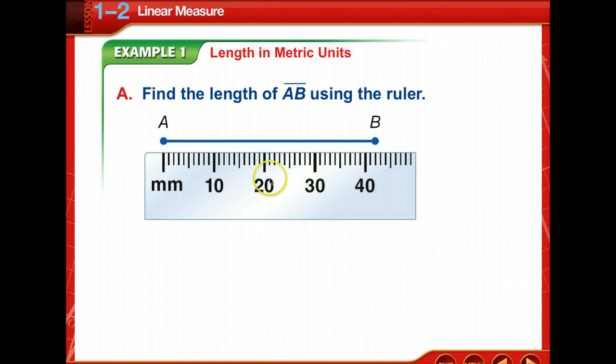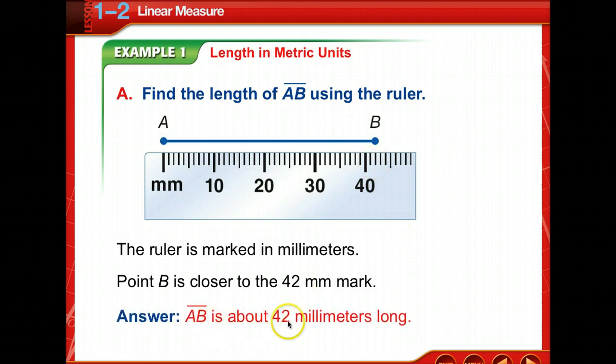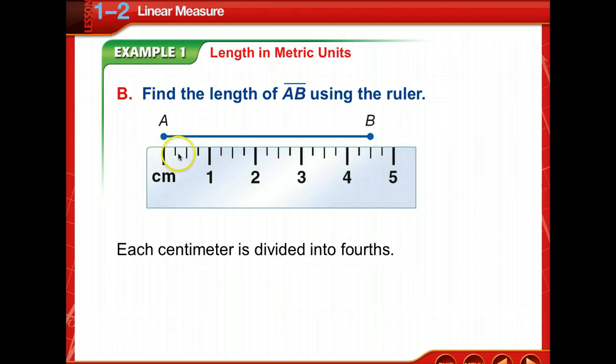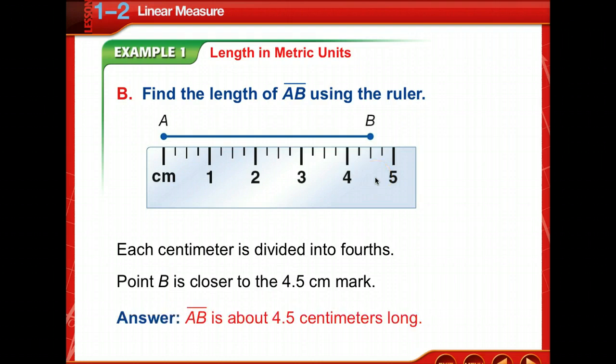So looking at this measuring instrument, notice we have millimeters. So going from point A to B, we know that B is closest to the 42 millimeter mark. So the answer, segment AB, is about 42 millimeters long. Let's look at the length of AB using a ruler. Notice we're marked in centimeters, and it's divided into fourths. 1, 2, 3, 4. Point B is closest to the 4.5 centimeter mark, so segment AB is about 4.5 centimeters long.